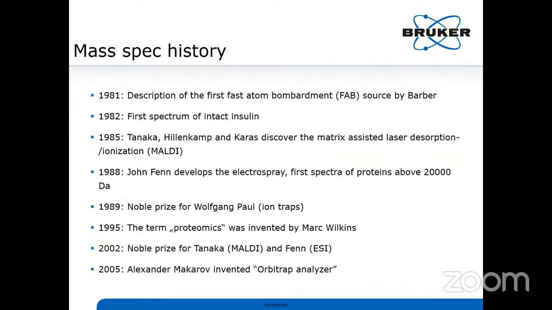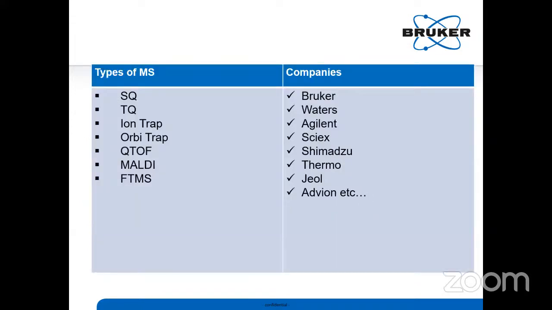Day by day, different kinds of technology were introduced in mass spec, such as MALDI technology, TOF technology, Orbitrap technology, ion trap technology. Based upon customer requirement, you can use different kinds of models. For example, types of mass spec: we have single quad, which you already understood in the previous session, triple quad, ion trap, Orbitrap, Q-TOF, MALDI-TOF, FTMS. Like this, you have different kinds of technologies in mass spec.